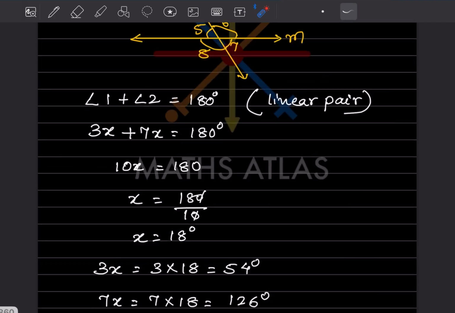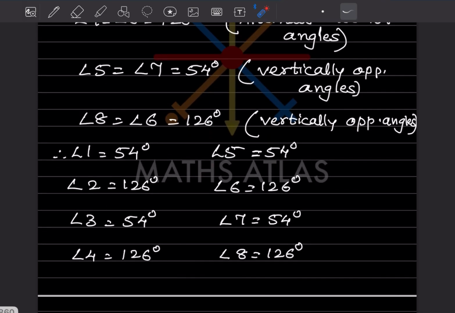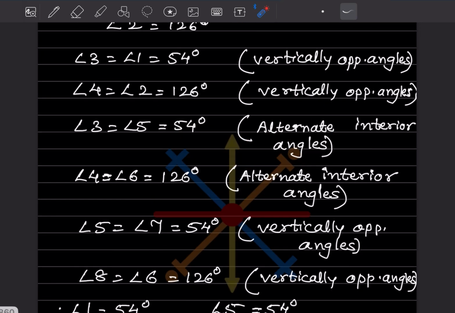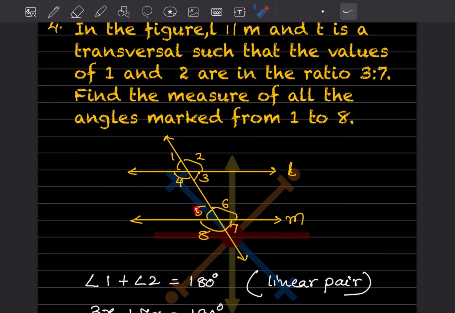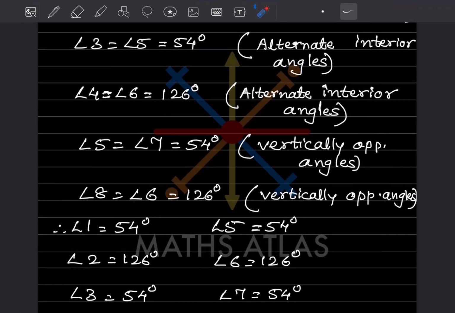Now again we need angles 5 and 7. There are two ways we can do this. This will be the linear pair. Or we can also do this one as a vertically opposite angle. Angle 5 is equal to angle 7. Here angle 5 is 54. So angle 5 is equal to angle 7, that is 54, vertically opposite angle, and angle 8 is equal to angle 6, that is 126. This is also a vertically opposite angle.